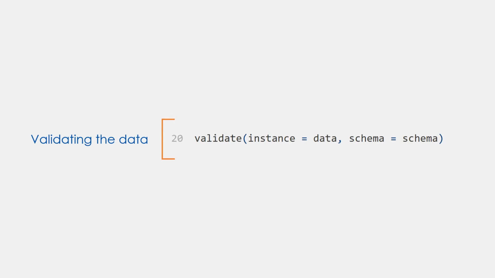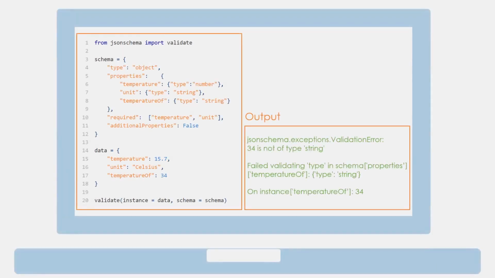If the data is valid, it does not print anything. Otherwise, it prints the error message. The code outputs that the data is not valid since the property temperature needs to be a string. However, in the given data it is an integer.